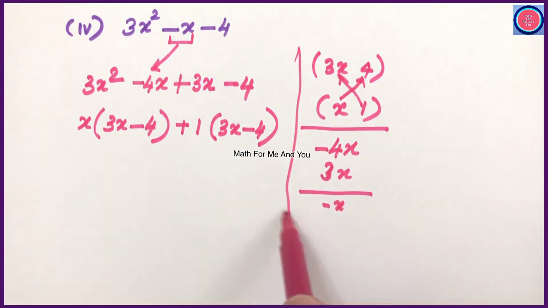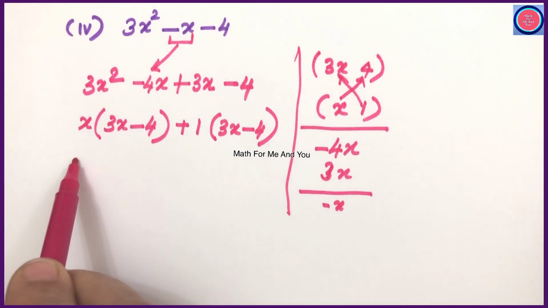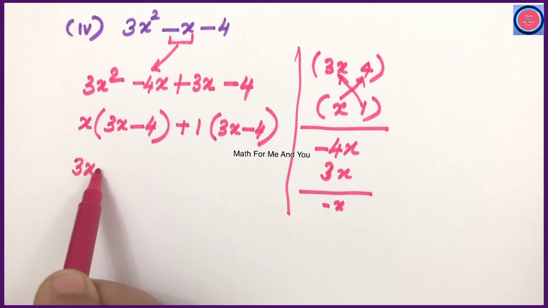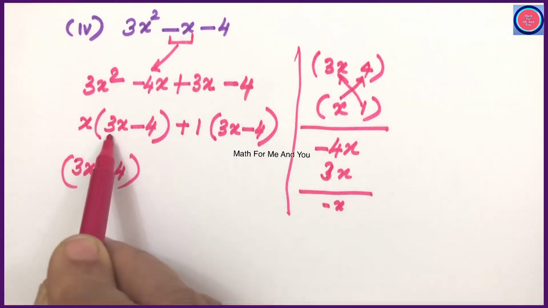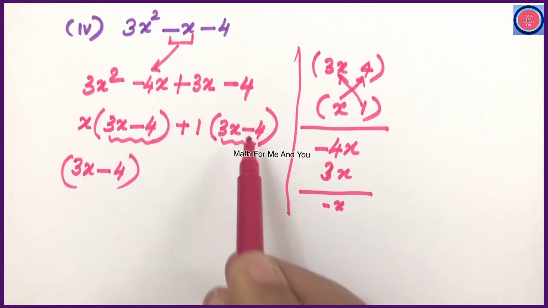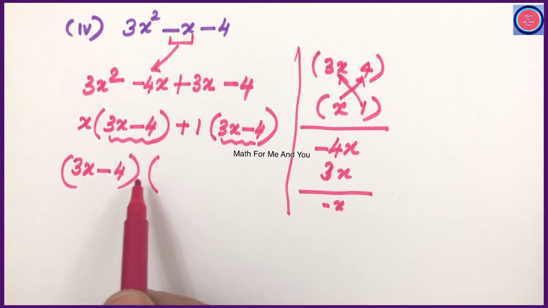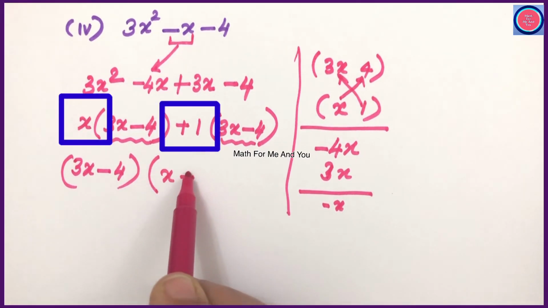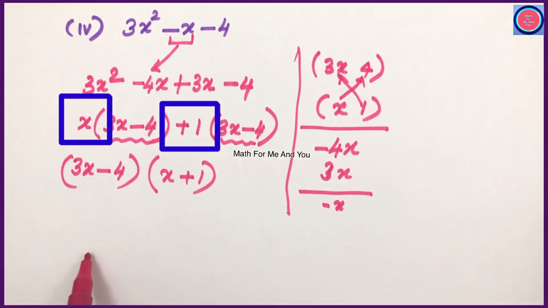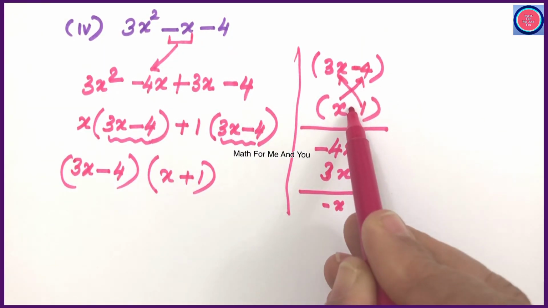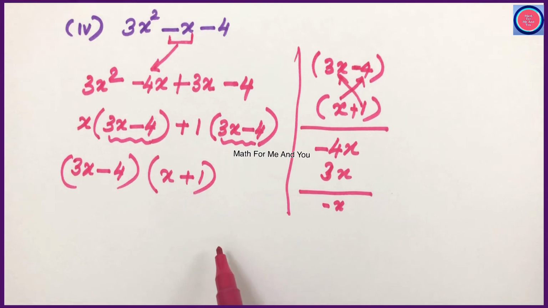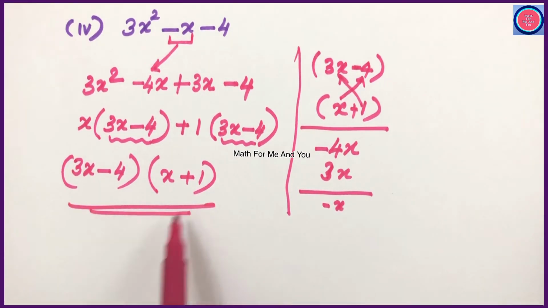In the next step we have to write down the common factor first. So we look at the two terms. What is common factor? 3x minus 4. Start with 3x minus 4 because first term there is 3x minus 4. Also in the second term 3x minus 4. Remaining terms we write in the second bracket. They are x and plus 1. So we get here the factors 3x minus 4 and x plus 1. These are the factors. So we have finished the factorization.